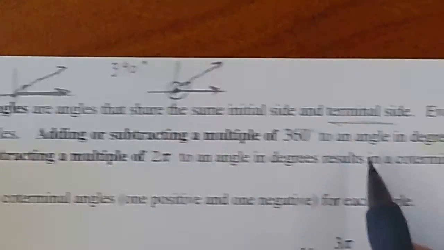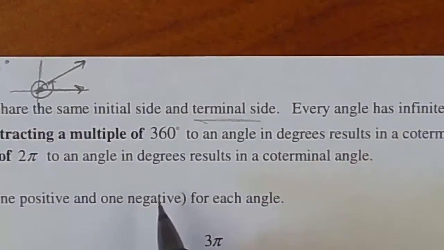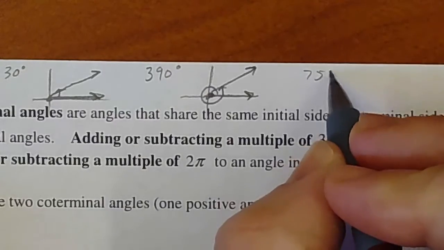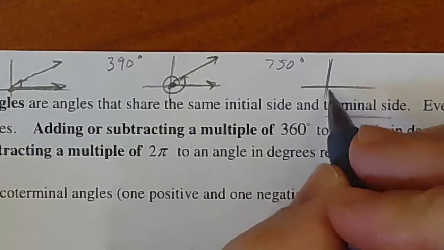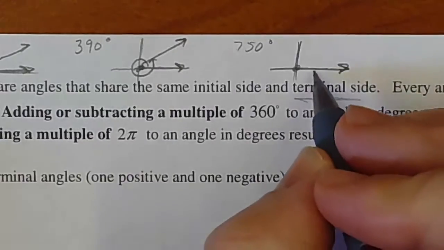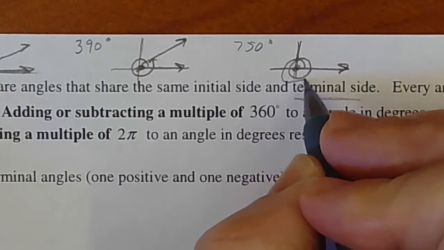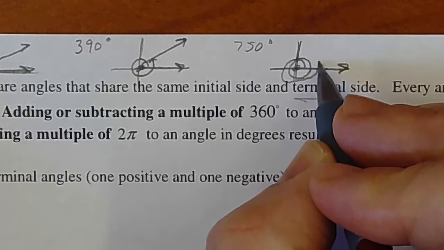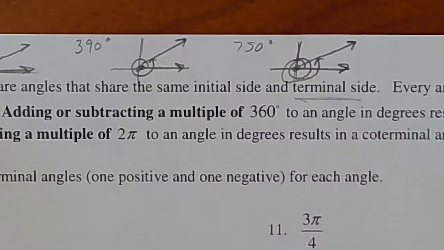Okay, so I could do this forever, right? Every angle has infinitely many coterminal angles. Let me show you one more and then a negative one. So if I asked you to draw 750 degrees, that would mean an angle that looks like this: 360, 720, and now I have 30 degrees left over again. So another coterminal angle.